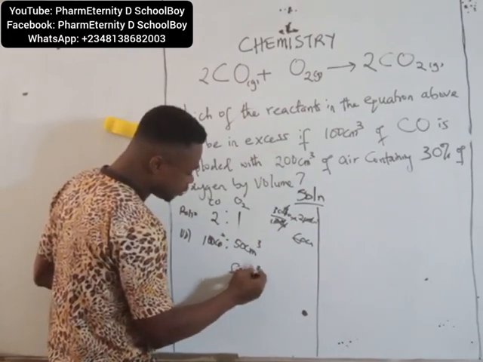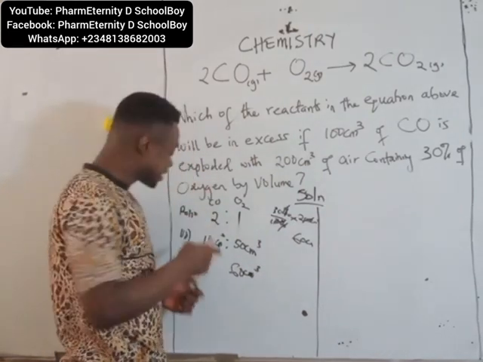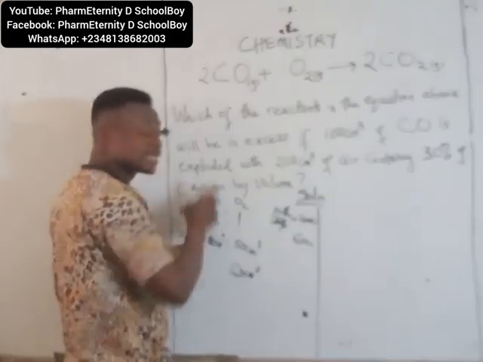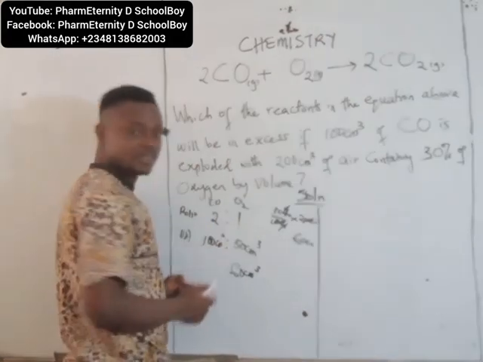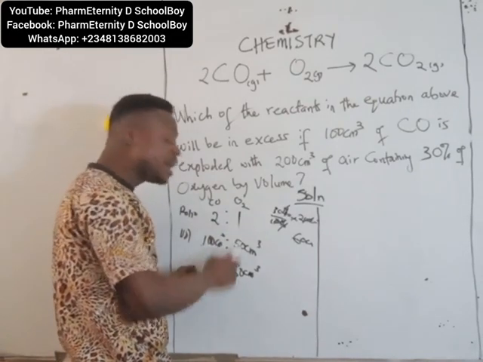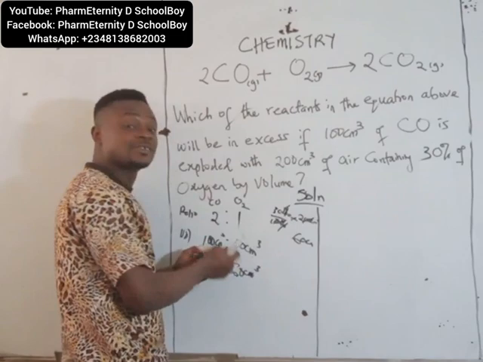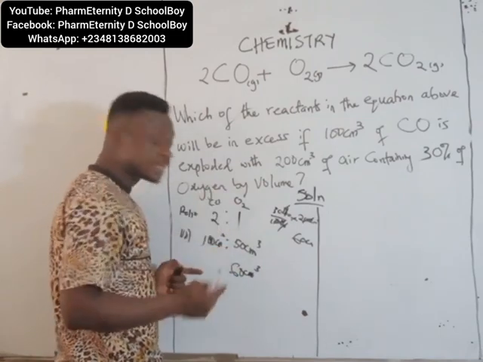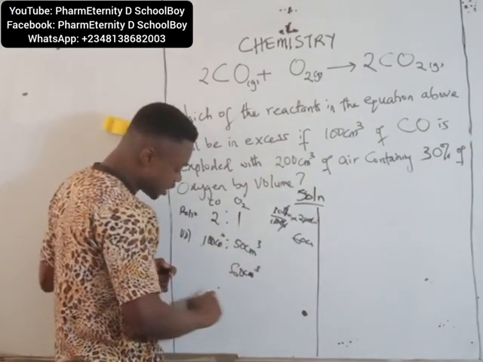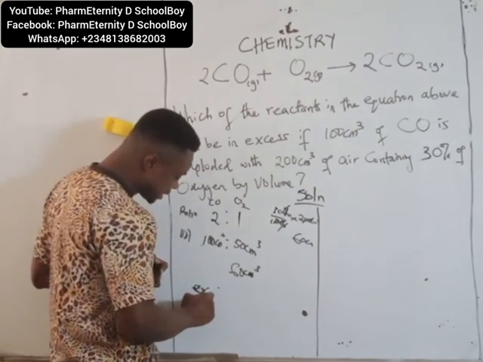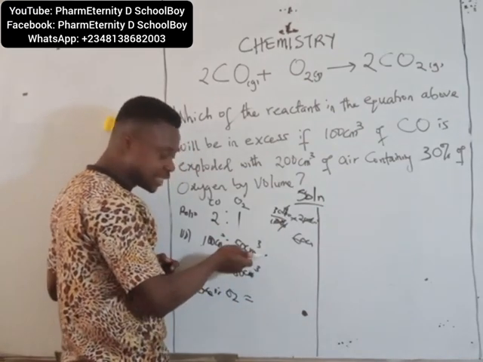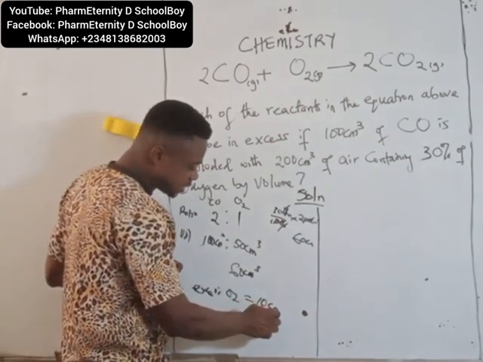But the actual volume of oxygen that will react with this carbon 2 oxide is 50. So the one that will remain after 50 cm³ has done reacting will be 10 cm³. 60 cm³ minus 50 cm³ is what? Excess oxygen will be 10 cm³.